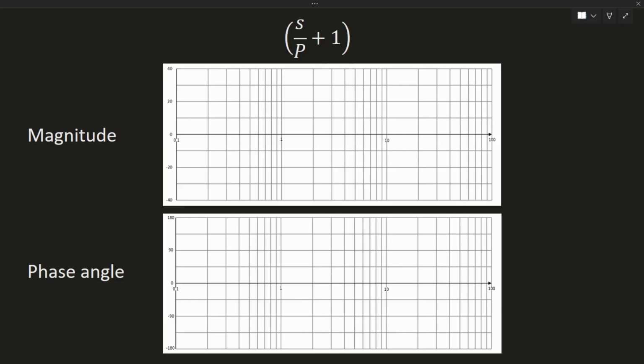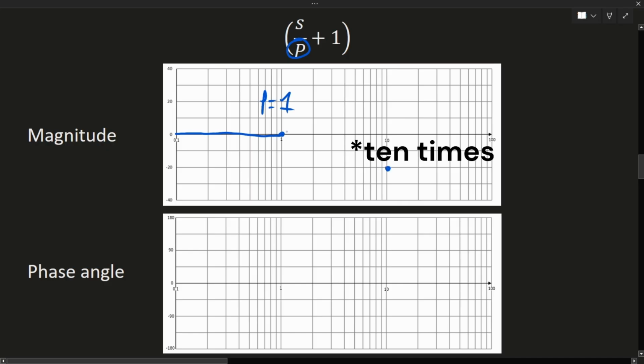Rule number 3 is the poles. This is what you'll find in the denominator. It's the same thing as a zero, except instead of going up, it goes down. So it's going to go up until 1, for example, if p is equal to 1. And by the time it reaches the 10th, so 1 times 10, it's going to be at negative 20. So it's going to continue a straight line like this.